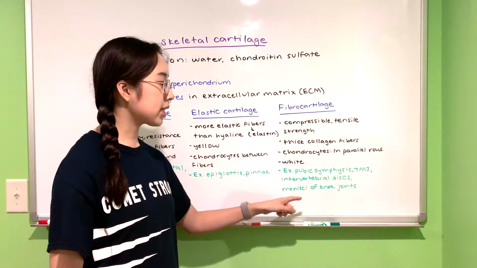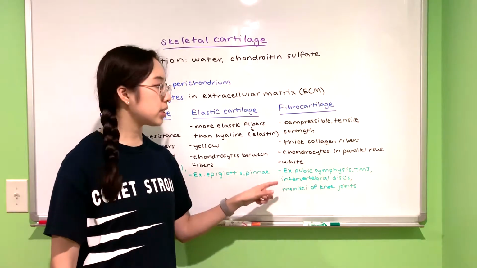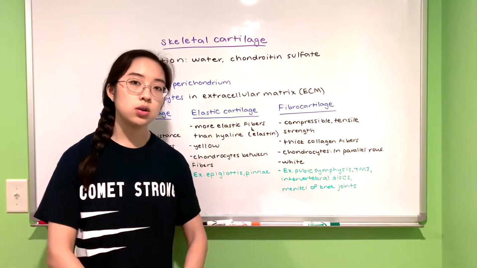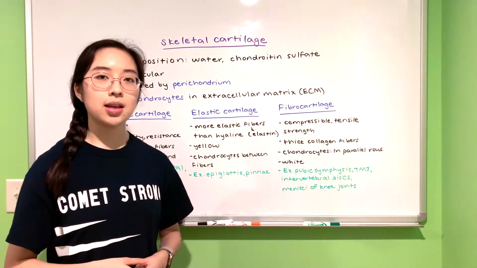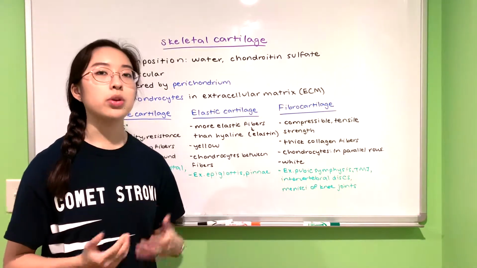And lastly, the menisci of the knee joints. These are like little fibrocartilage discs in your knees that serve a similar function as intervertebral discs in that they also help absorb shock when you're running.